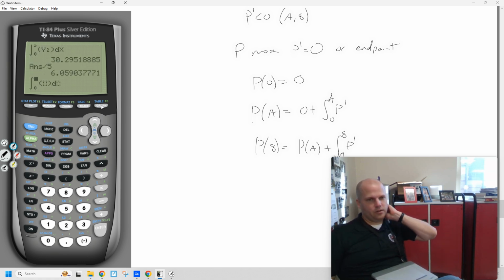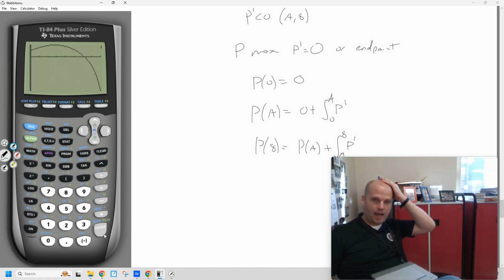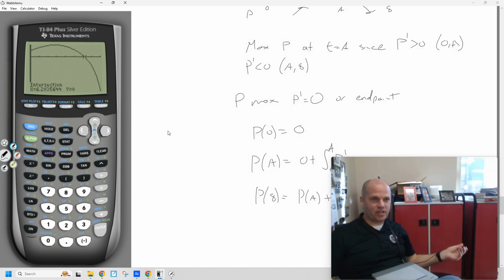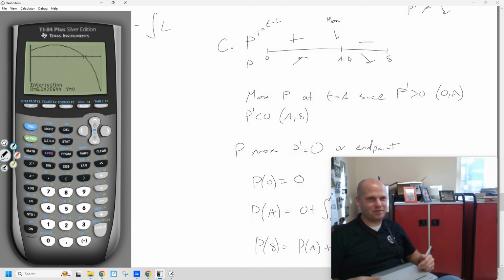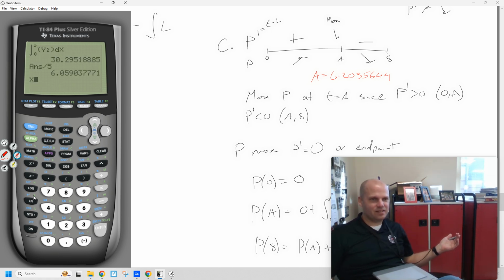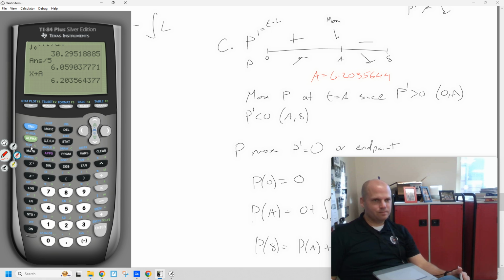Oh, geez, forgot to find the intersection. Don't forget to find and store A. Because I have the answer A, but I never even wrote it down. A equals 6.20356444, which is fun. It's like you can write down the answer without even having it. You just know it's got to be there. Store that. All right, here we go.